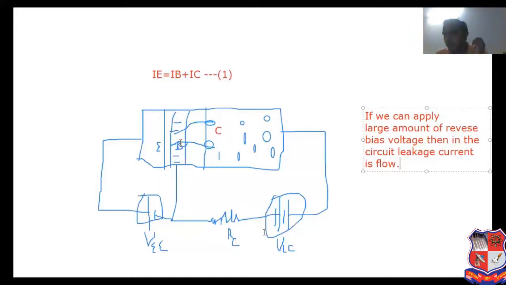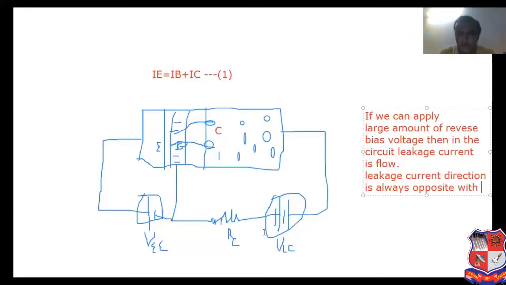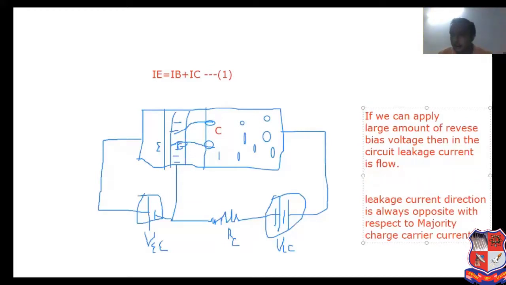So the leakage current direction is always opposite with respect to the majority charge carrier current. Leakage current direction is always opposite with respect to the majority charge carrier current. So in reverse bias, leakage current always flows.